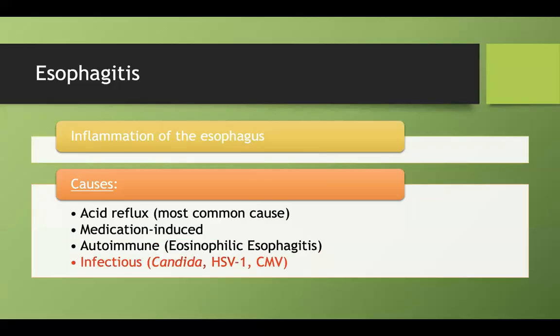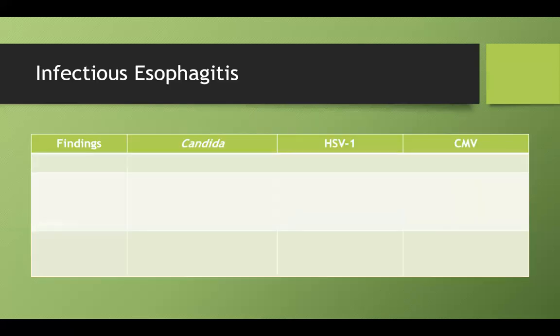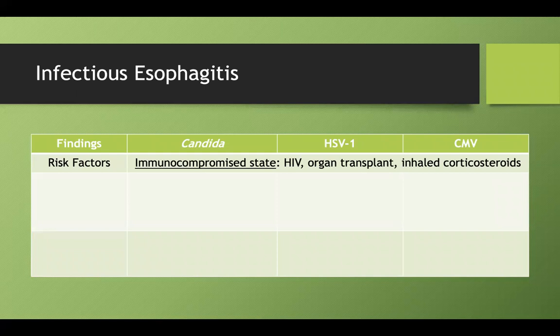The last type of esophagitis I'm going to talk about are the infectious causes. So Candida, HSV1, and CMV. And when we talk about the risk factors, they're all going to be the same. All three of these types, you really need to be immunocompromised if you're going to have an infection of your esophagus. So you're going to either have HIV, organ transplant, or prolonged inhaled corticosteroid use. So don't forget about that one.